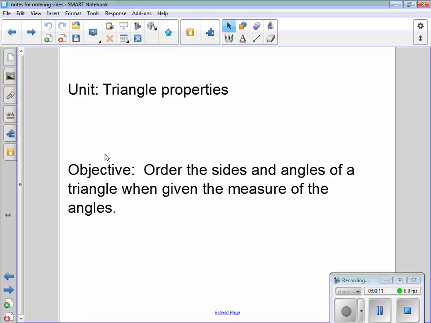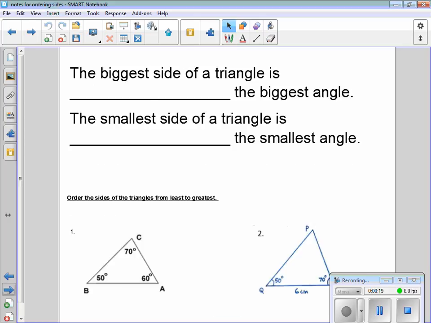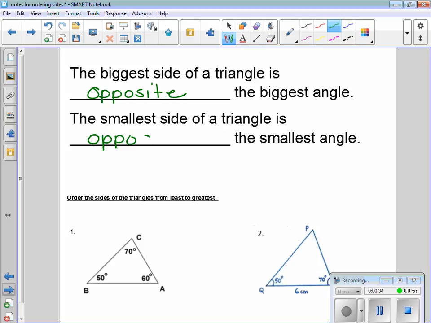This video will cover triangle properties. The objective is to order the sides and angles of a triangle when given the measure of the angles. The biggest side of a triangle is opposite the biggest angle, and the smallest side of a triangle is opposite the smallest angle.